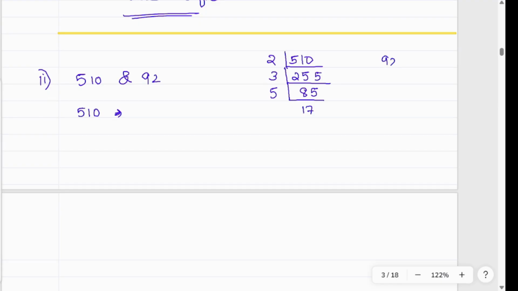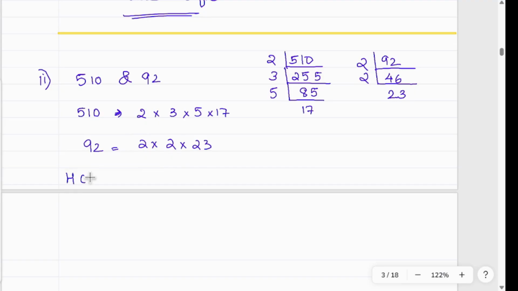Similarly, we have to find the factors of 92. 92 when divided by 2, we will get 46. Then again this number is divisible by 2, so we will get 23. So the factors of 510 are 2 into 3 into 5 into 17. Now 92: what are the factors of 92? 2 into 2 into 23. So what is the HCF here? Only 2 is a common factor, right? So the HCF, our highest common factor, is equal to 2.